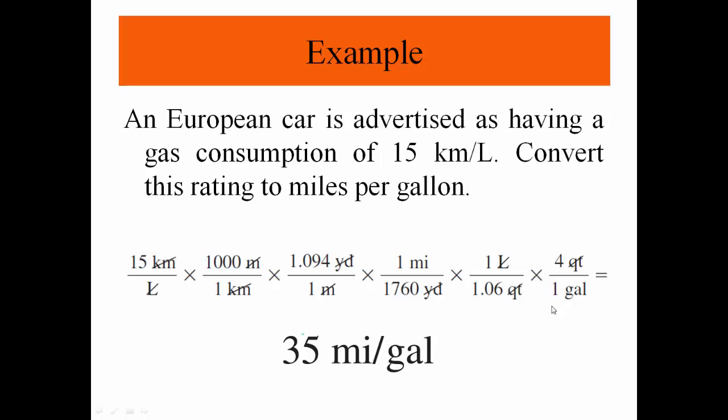Sometimes, for example, we know that US gallon is equivalent to 3.785 liter. So instead of two conversion factors, we can have only one conversion factor. So we can say 3.785 liter on top, and in bottom we have 1 gallon. So instead of having two conversion factors, we can combine it to one conversion factor.